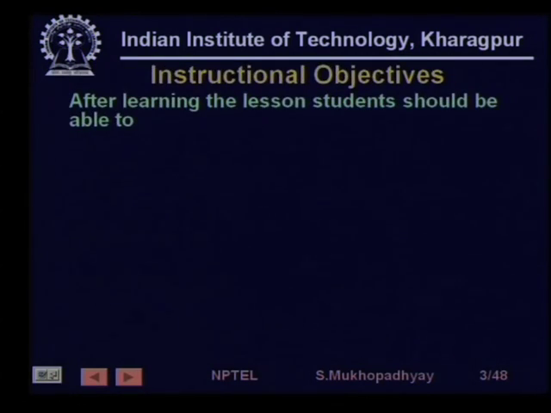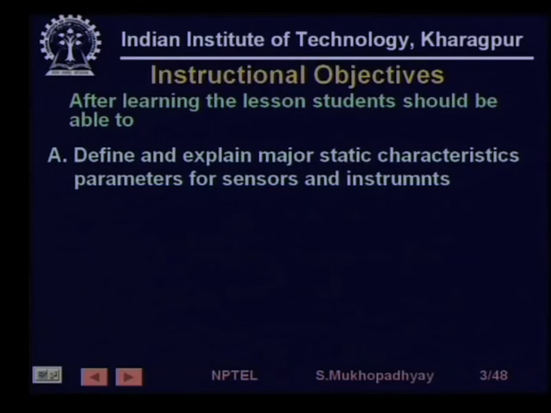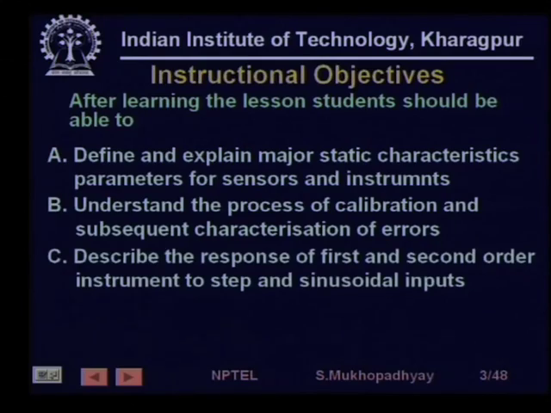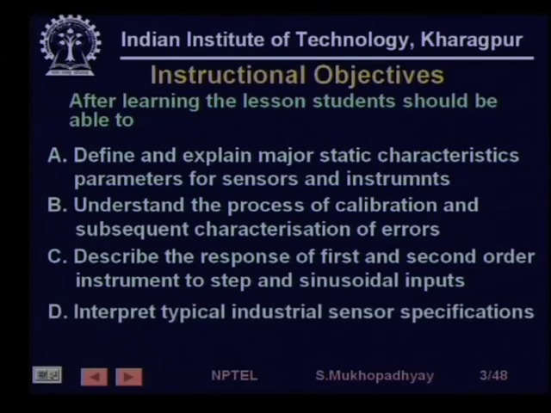instructional objectives are the following. First of all, the most important thing to learn is what is known as the static characteristics of sensors and instruments, and then we understand what is meant by calibration and how we characterize errors. Then we describe the response of first and second order sensors to dynamic inputs, that is most important for control, and finally look at some industrial sensor specifications.